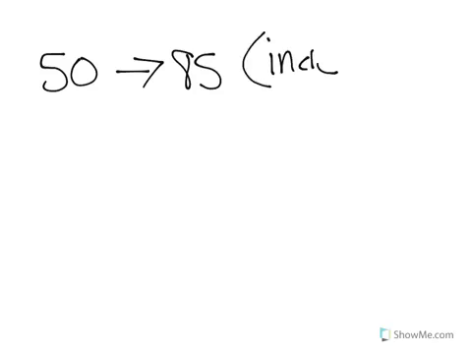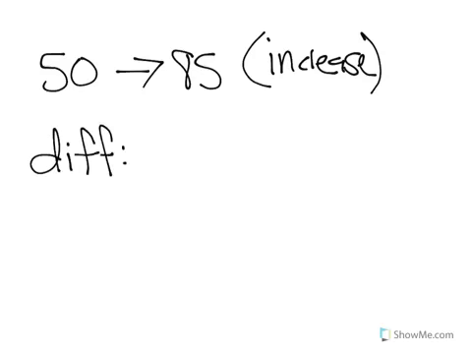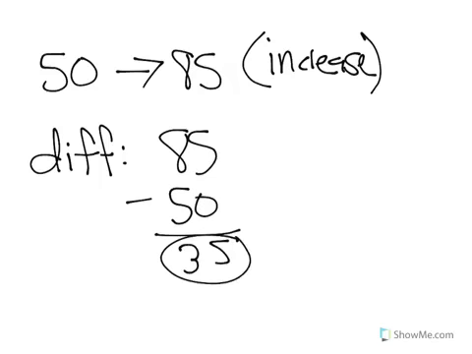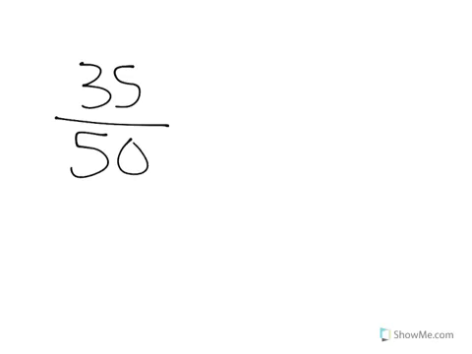Okay, let's look at the next one. Your original price is 50. You end up at 85. Obviously, that's going to be an increase. But the first job we have to do is find the difference, which is going to be 85 minus 50 is 35. And how do we solve it? The difference, 35, divided by the original amount, which is 50.